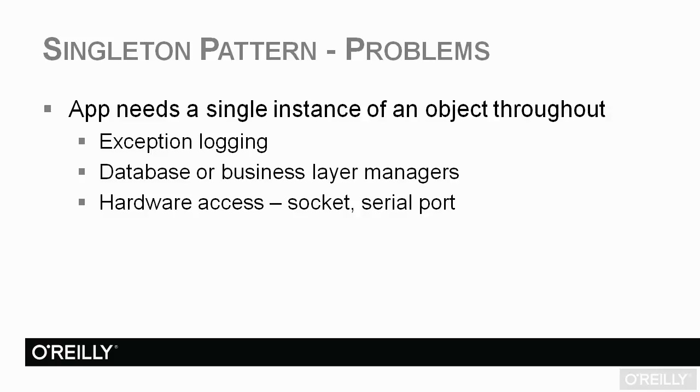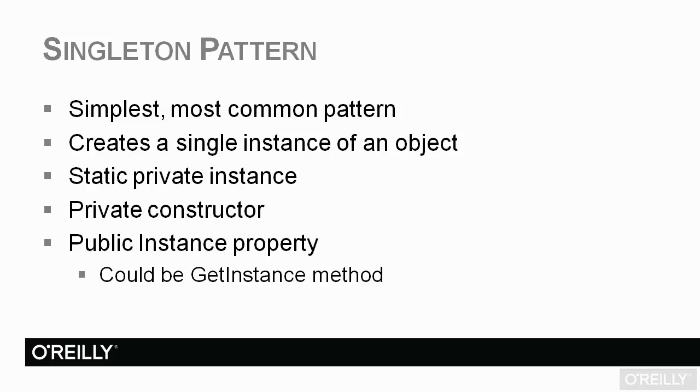Also, if we're using hardware access, for instance, we're calling up a TCP socket or a serial port, well, there's only one of those, so we better not try to access it from multiple places. We'll end up with busy errors or collisions, basically bad stuff. So the singleton is a really simple pattern, and it's really commonly used, and you may well be aware of it already. It'll create us a single instance of an object, and only one instance of an object, and we can call that throughout our application.